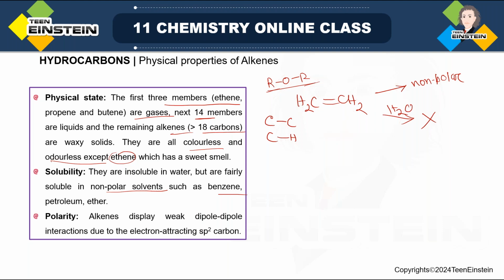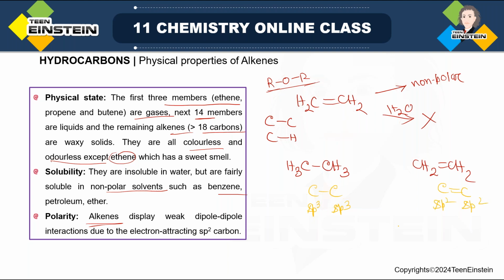Polarity. Now polarity, if we compare between alkenes and alkanes, just take the corresponding alkane, which is CH3, and here we have CH2 double bond CH2. If you compare these two structures, what is the difference you have? You have CC single bond here, you have CC double bond here, and when it is CC single bond, it is sp3 hybridized, but when it is double bond, it is sp2 hybridized.